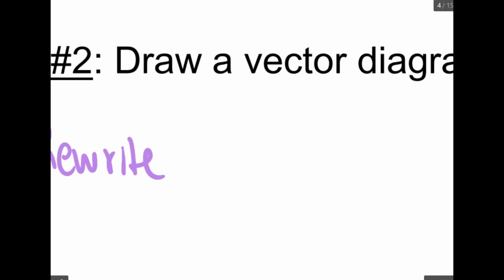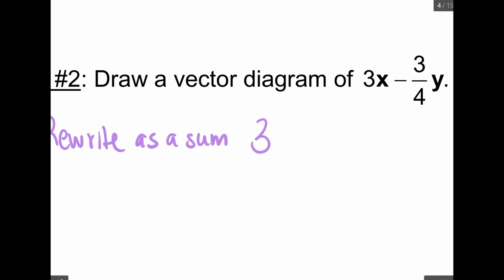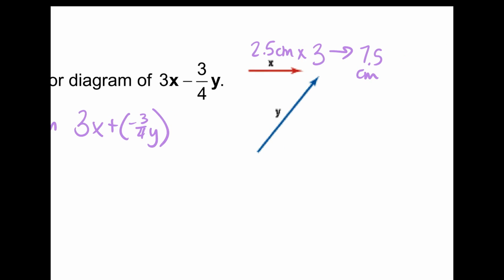So the first thing we're going to do is rewrite as a sum, because we know how to do vector addition, not subtraction. So I'm going to write it as 3x plus negative 3/4 y. What's the length of y? Will you find that for me? Yeah. It's 3.2. So it's 3/4 times 3.2.